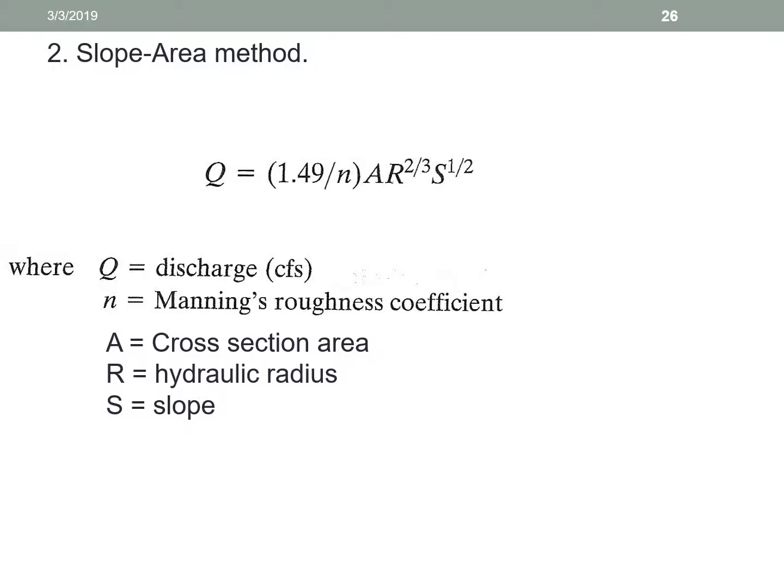The next method is the slope area method. Q equals 1.49 over n, A, R to the power 2/3, S to the power 0.5. Q is discharge in CFS, n is the Manning roughness coefficient, A is the cross-section area, R is the hydraulic radius. Try to find this formula in the hydrology section in your FE manual as well. This is for the US system. If you want to use this formula for the metric system, you will use just 1, not 1.49.